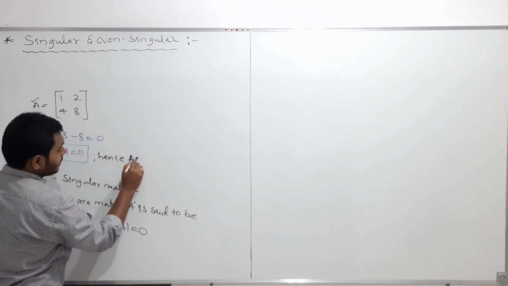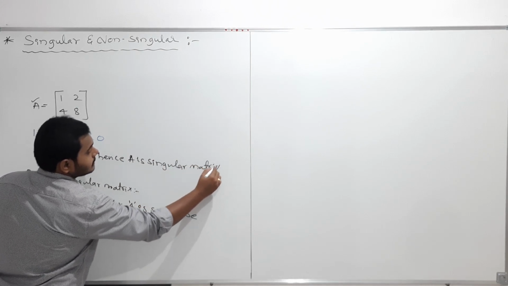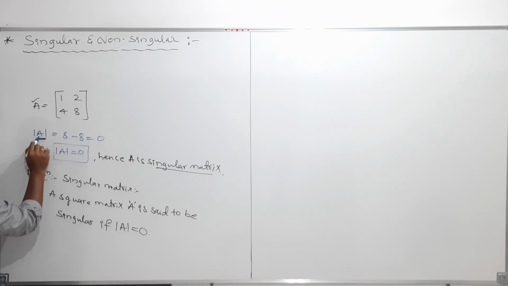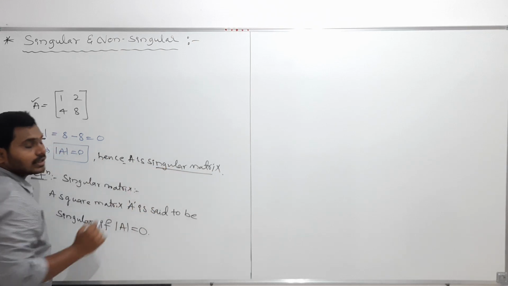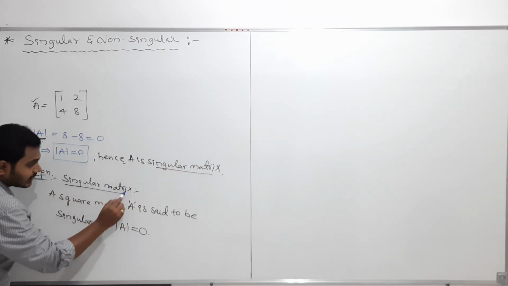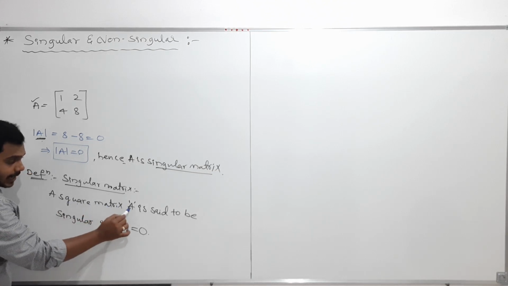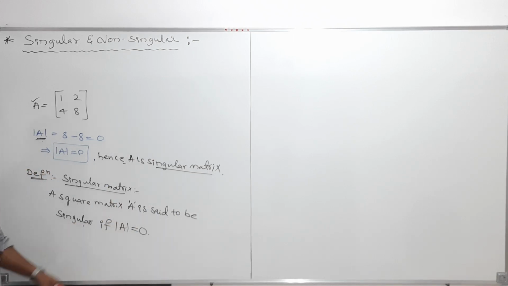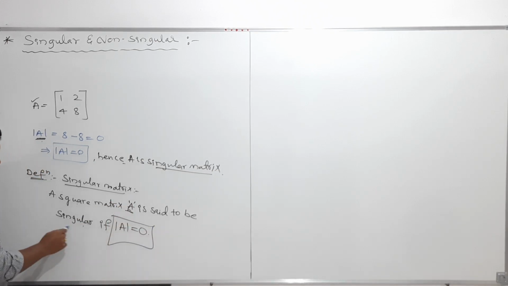Hence A is a singular matrix. In this particular example, A is said to be a singular matrix because if I consider the determinant of this matrix, that determinant value I am getting is 0. So therefore, A is called a singular matrix. So what is the definition? A square matrix, capital A, is said to be singular if the determinant of A is equal to 0. If this condition is satisfied, then you can call A singular.